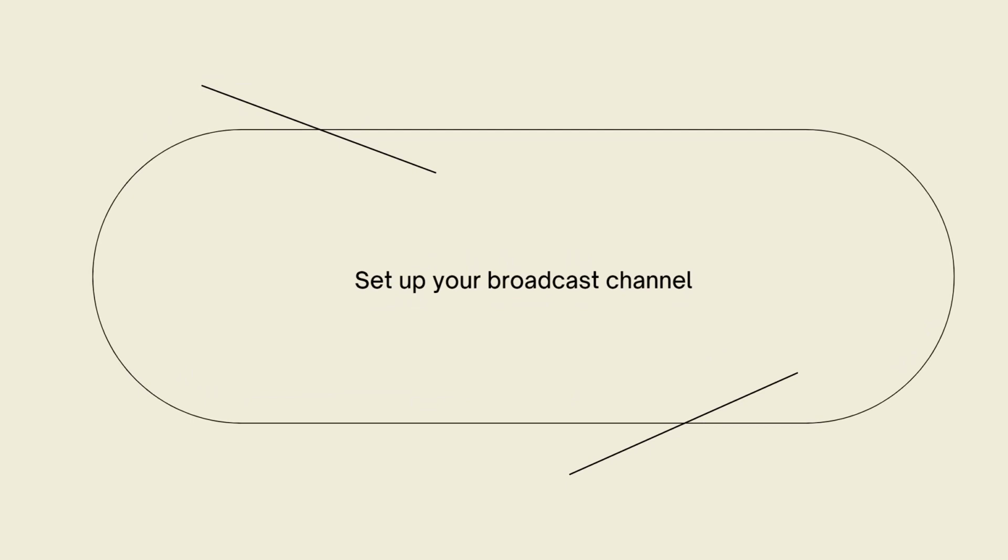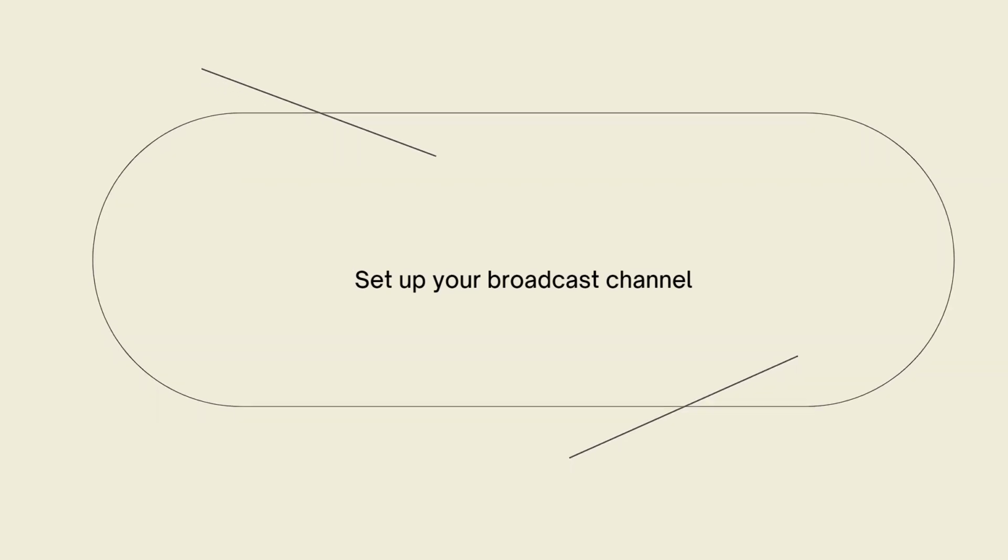Now set up your broadcast channel. Once you have chosen the subcategory, you will be prompted to set up your broadcast channel. You can provide additional information about your channel, such as your contact information and a brief description.